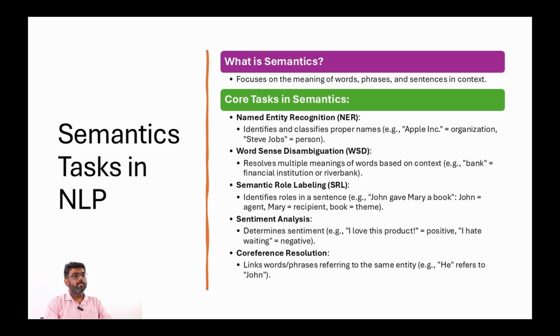Sentiment analysis. This task determines the sentiment behind a piece of text, like whether it's positive, negative, or neutral. For example, "I love this product" is classified as positive sentiment, while "I hate waiting" is negative. Coreference resolution. This involves identifying which words or phrases refer to the same entity. For example, in "John went to the store, he bought some milk," coreference resolution would link "he" to John.